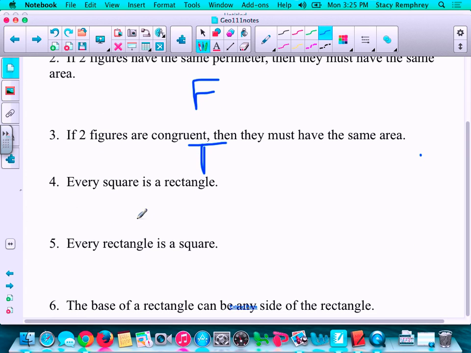Every square is a rectangle. This is true. Every square does have 4 right angles. Is every rectangle a square? This is false, because not every rectangle has 4 congruent sides. And the last one, the base of a rectangle could be any side of the rectangle. That is true. You can use any side.